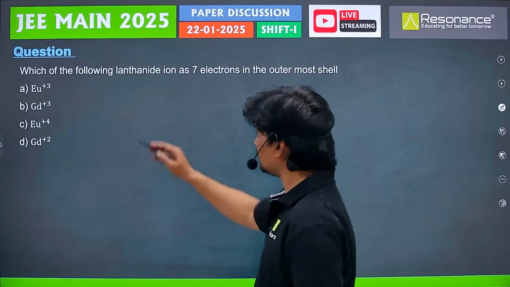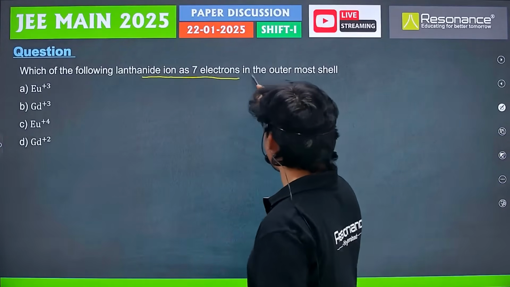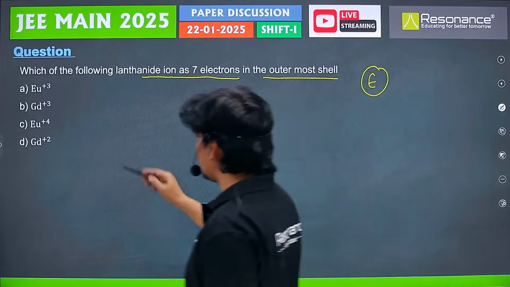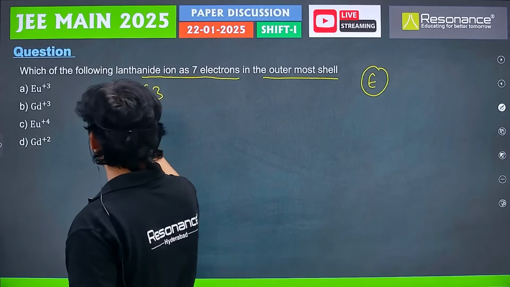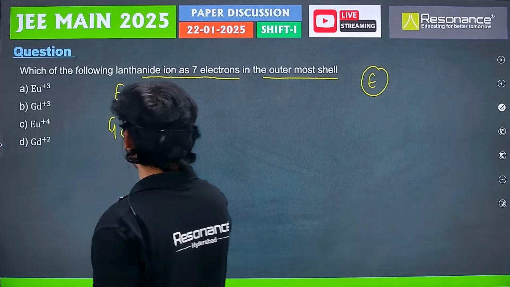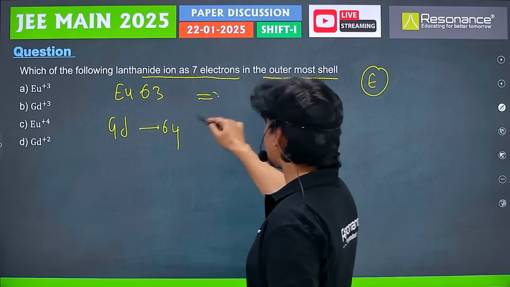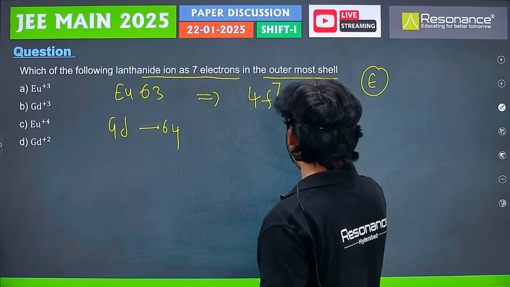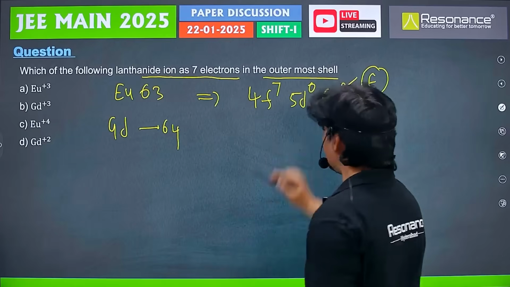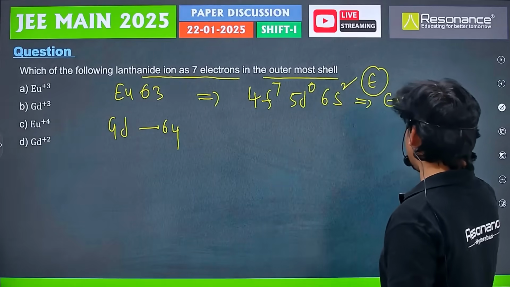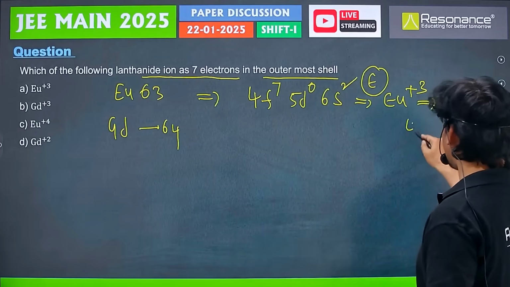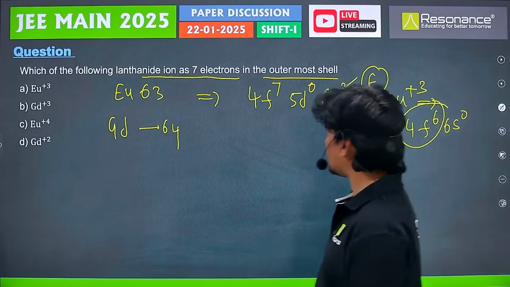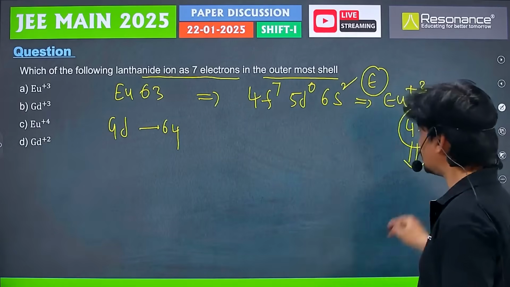What is the first question? Which of the following lanthanide ions has 7 electrons in the outermost shell? This is actually an easy question. Europium, they have given atomic number 63, and gadolinium atomic number 64. The electronic configuration of europium is 4f7, 5d0, 6s2. In the +3 oxidation state, europium is 4f6, so it does not have 7 electrons in the outermost configuration, so this is not the option.